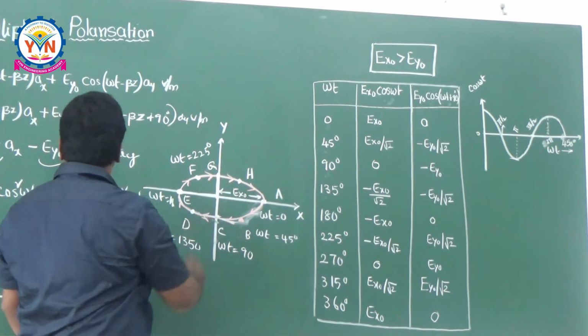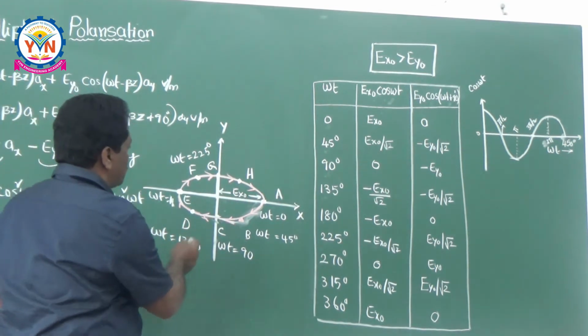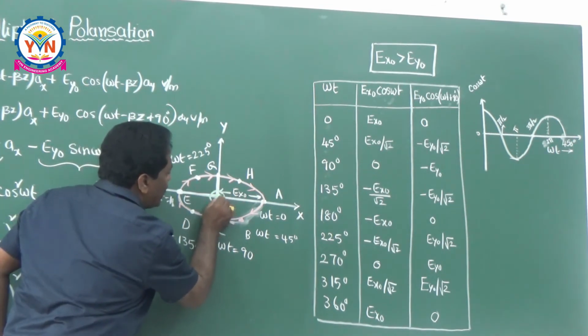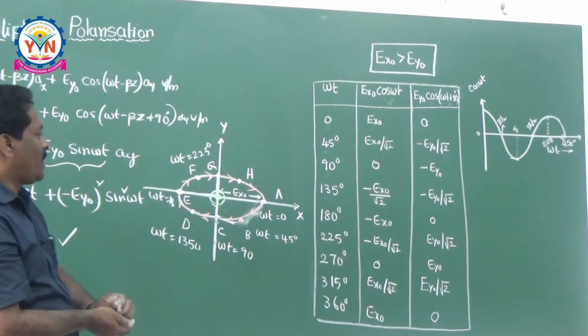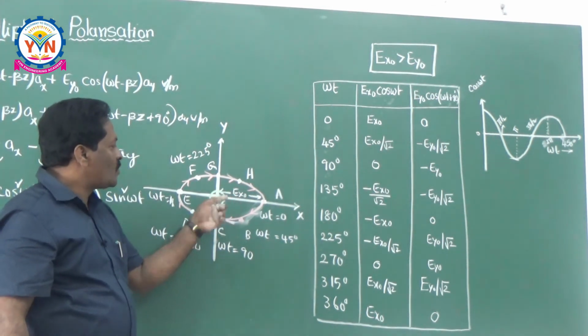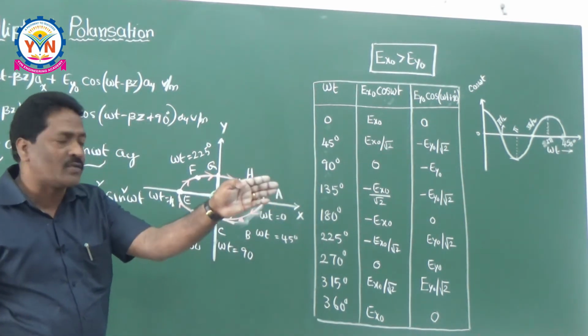Now, as usual, what is the direction of the wave? The direction of the wave is in the Z direction. So for the Z direction you are taking a dot, positive Z. So Z is positive here, that means in this direction. So it is coming out of the board like this. Towards you the wave is coming.